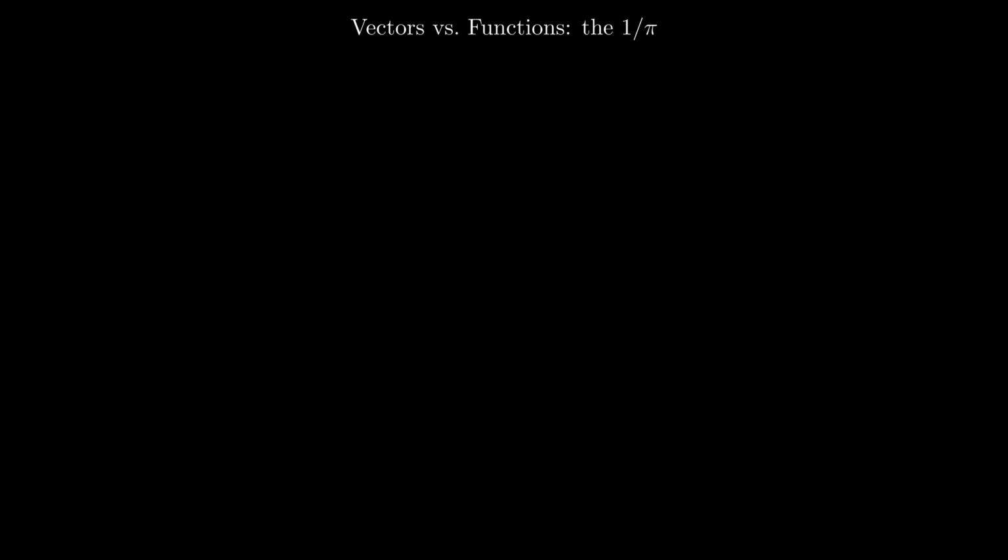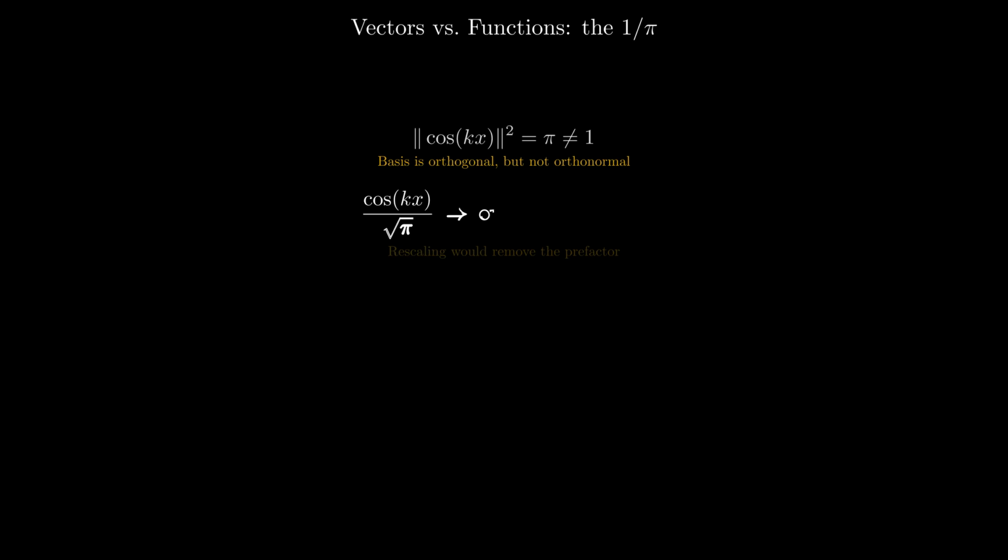Let's talk about that 1 over pi prefactor. The Fourier basis is orthogonal, but it isn't orthonormal. The norm squared of cosine x is pi, not 1. If we rescaled each basis function by 1 over the square root of pi, we get a true orthonormal basis, and the formula would lose its prefactor entirely. So the 1 over pi is exactly the normalization fix.